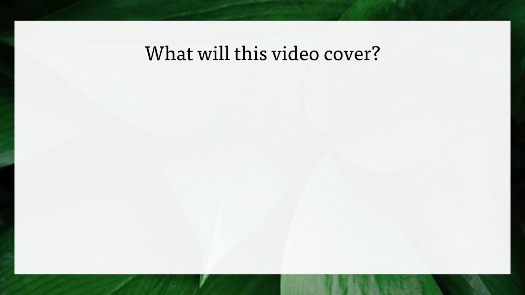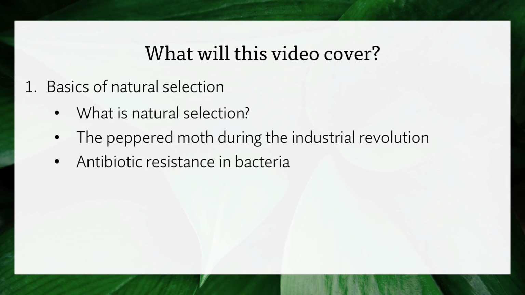All right, so what will this video cover? Number one, we'll go over the basics of natural selection. So what is natural selection? Then we'll go over two real-life examples. The peppered moth is one example. Another common example that you do need to know for some syllabi is antibiotic resistance in bacteria. Afterwards, we'll cover some exam-style questions. There are two that I've included here. One is an easier one, and the other would be a little bit more difficult.